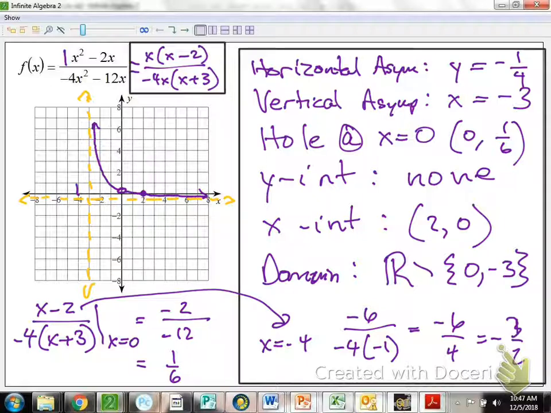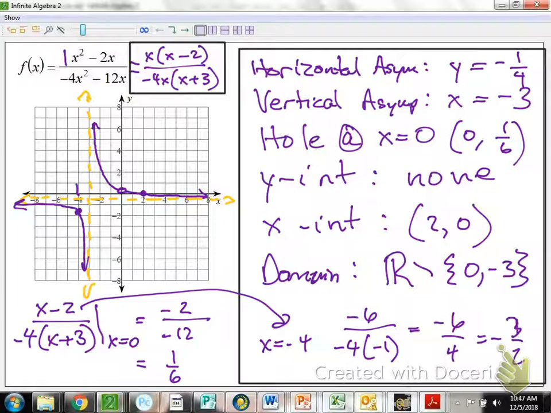So at -4, the graph is at -1.5, so that is right here. And it's going to go down from there, hug that asymptote and curve around and hug this asymptote. That's what we're looking like. Okay?